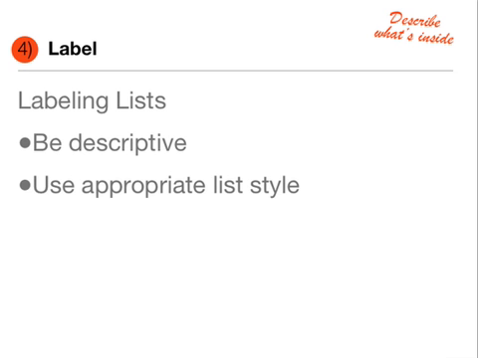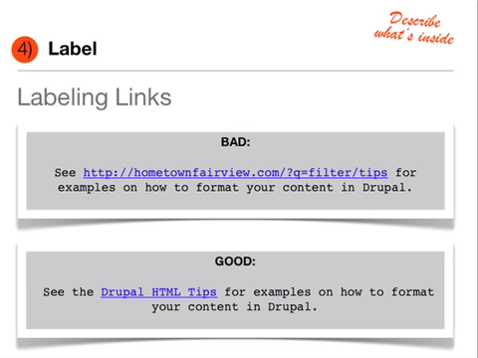Label your list appropriately by using the correct list style for your content. For example, normal bullets versus numbered. If you are providing step-by-step directions, use numbered lists. When you have links, use descriptive text for the link.